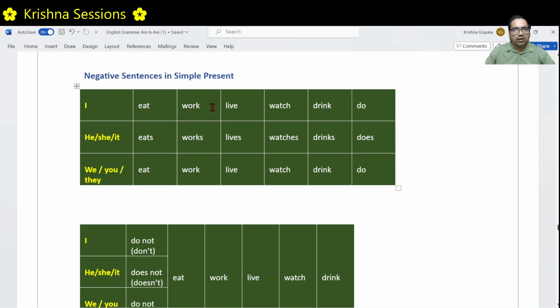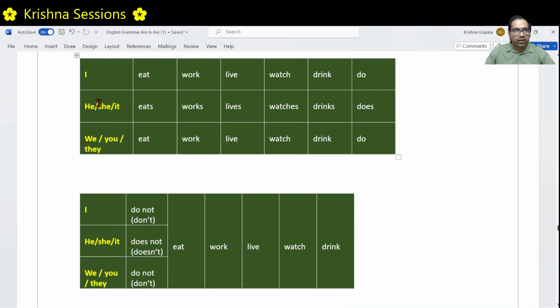Right. I work in London. I do not work in London. That is a negative sentence. Right. How to create negative sentences in simple present? The structure is the same. This is the structure for positive sentences, right? I eat. I live in London. I watch cricket. I drink coffee. He drinks coffee. They drink coffee, etc. This we had already discussed.